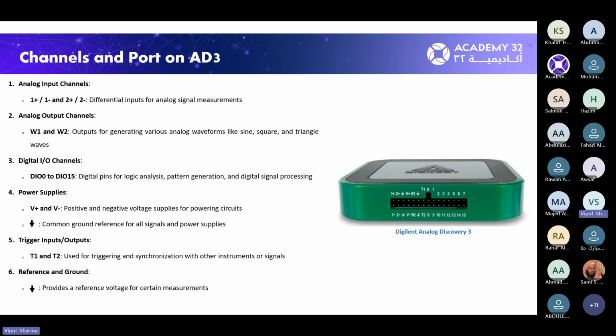Then these T1 and T2 are basically terminals used for triggering and synchronization. If you want to do some kind of in-sync measurements of digital signals or pulses, these trigger signals are used. And wherever you see this down arrow symbol on your device, these are all grounds. These grounds need to be connected to your DUT grounds, like whatever PCB or setup you are using. The ground of that setup will be connected to these grounds of this measurement device. So this is a brief description of this equipment.